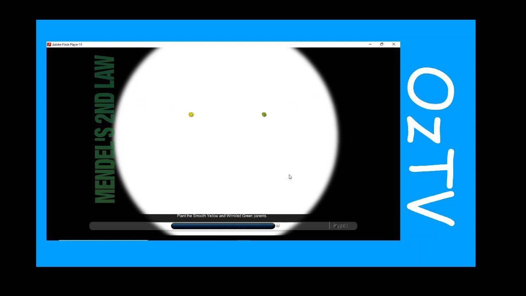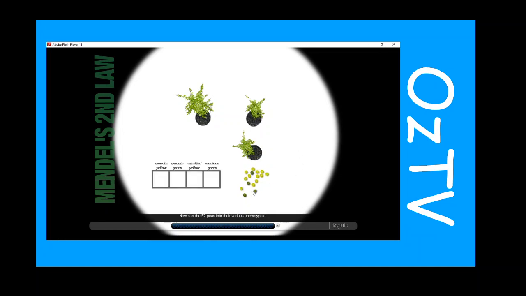Plant the smooth yellow and wrinkled green parents. Take pollen from one plant and place it on the other. Note that the peas from F1 generation all have the dominant characteristic traits. Click on any F1 pea to plant it. Allow the F1 plant to self-pollinate and produce F2 peas. Now sort the F2 peas into their various phenotypes.